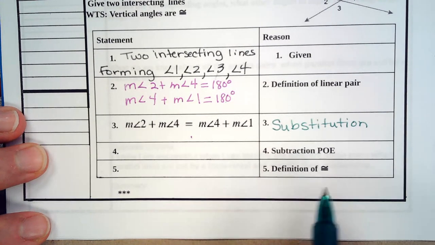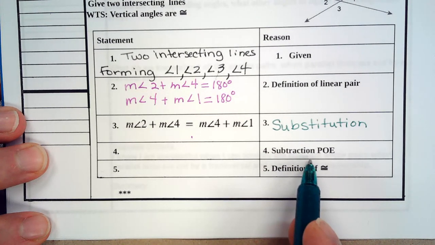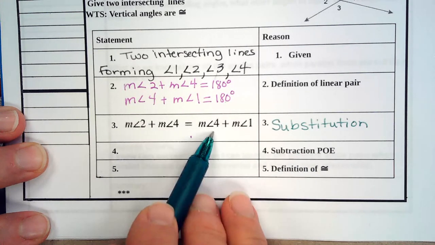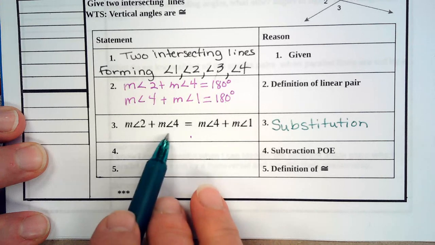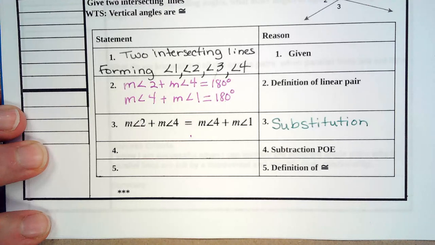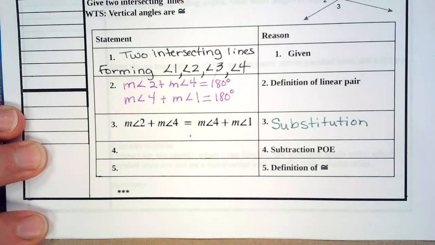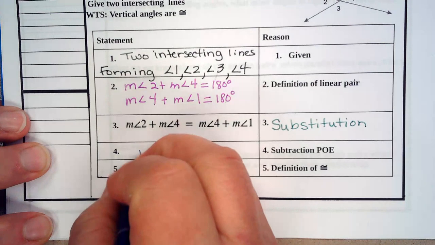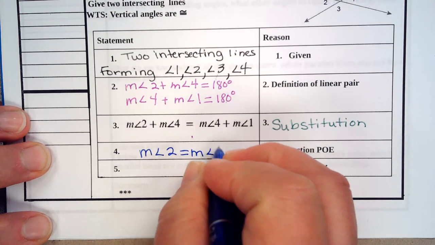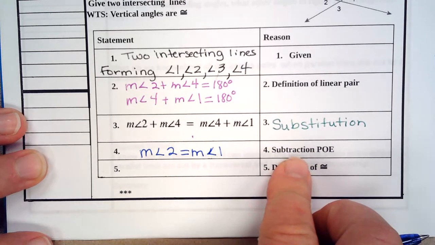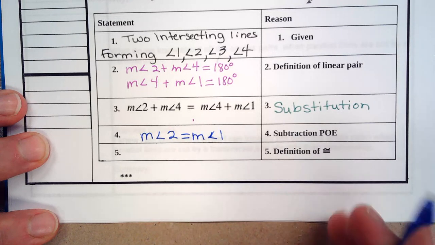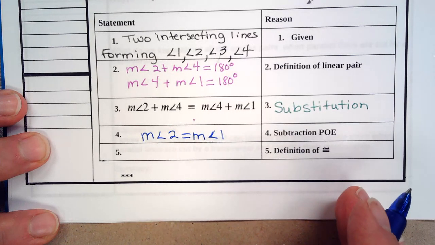Okay, I'm going to use subtraction. What can I remove here? What's on opposite sides of the equal sign? The measure of angle 4. So if I remove the measure of angle 4, I get that the measure of angle 2 is equal to the measure of angle 1. I've just subtracted this measure. Any angle measure is a number, which is why we can subtract it.